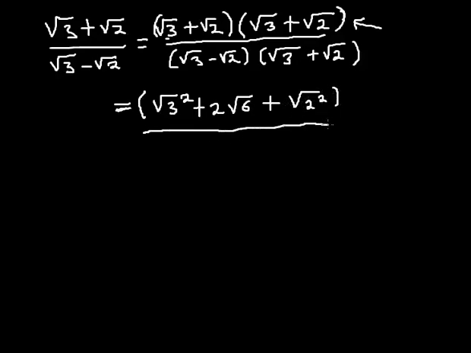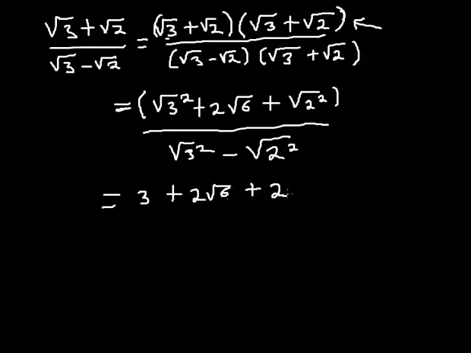Now, don't forget the denominator is difference of 2 square. Root 3 square minus root 2 square. So let's do this. Of course, square cancels square root there. 3 square is 9, the square root of 9 is 3. Then plus 2 root 6. Of course, plus 2, the square root of 4 is 2. Divided by, you know what happened? Square root of 9 is 3. Square root of 4 is 2. 3 minus 2 is 1.